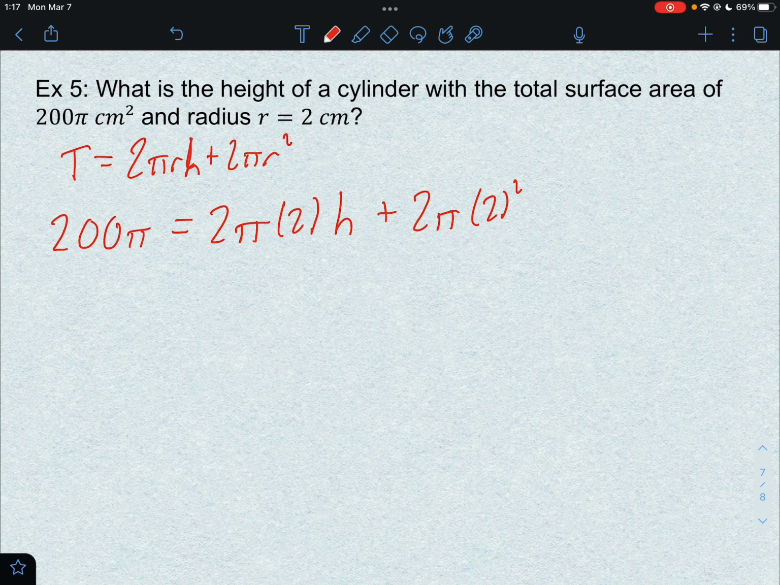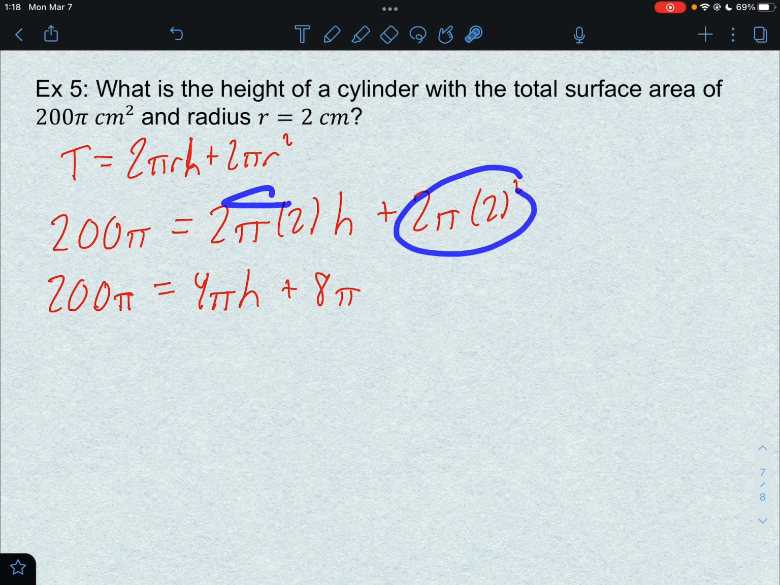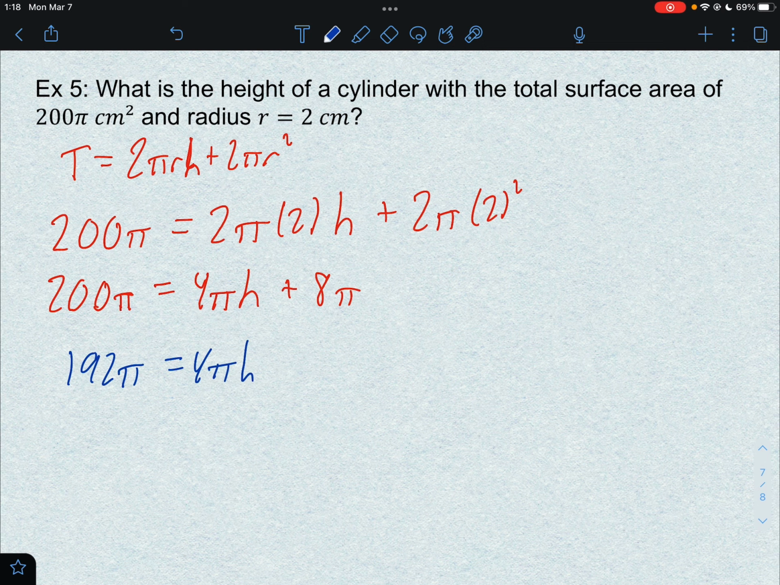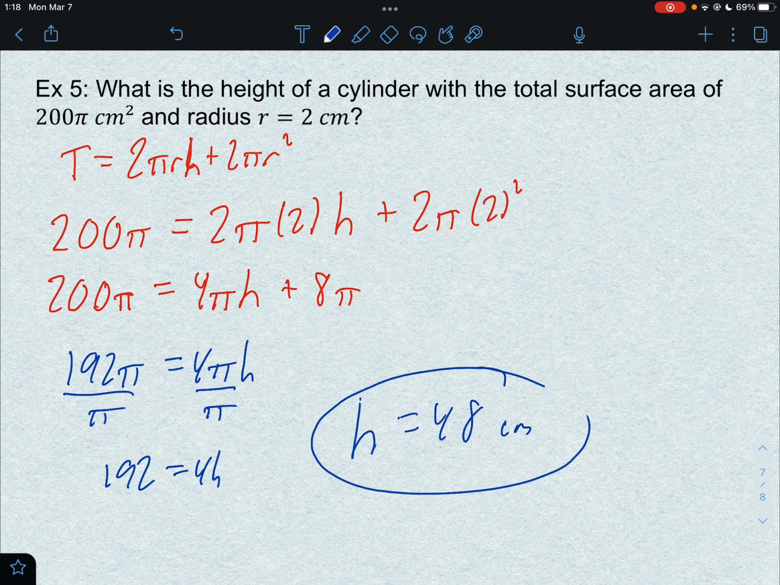First let's do a little bit of simplifying here. So we get 200 pi equals 4 pi h plus 8 pi. It's 2 times 2 squared just being 8 and 2 times 2 being 4. Now if we subtract 8 pi from both sides, we get 192 pi equals 4 pi h. Divide both sides by pi. We get 192 equals 4h. And divide both sides by 4, we get our h is 48 centimeters.